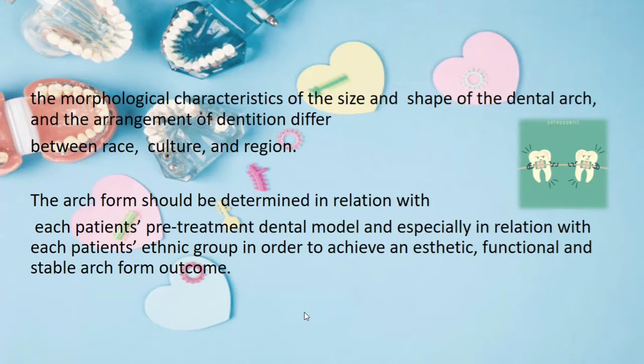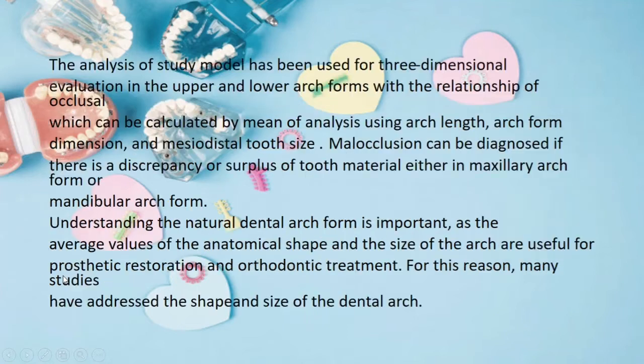Morphological characteristics of the size and shape of dental arch and the arrangement of the dentition differ between the race, culture, and region. The arch form should be determined in relation with each patient's pre-treatment dental model and especially in relation with each patient's ethnic group in order to achieve aesthetic affection and the stable arch form outcome.